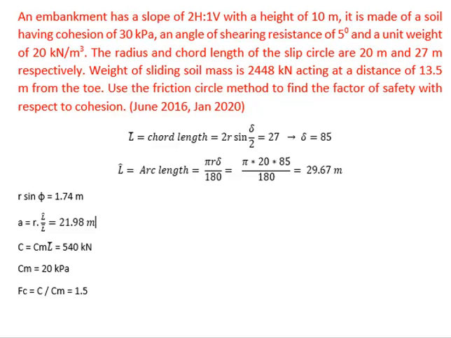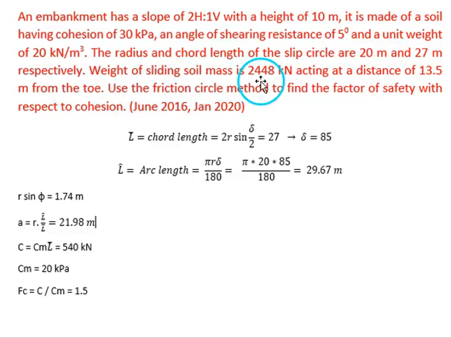So there are some examples here. An embankment has a slope of 2 horizontal to 1 vertical with a height of 10 meter. It is made of a soil having cohesion of 30 kPa, an angle of shearing resistance of 5 degrees and a unit weight of 20 kN per meter cube. The radius and chord lengths of the slip circle are 20 meter and 27 meter respectively.